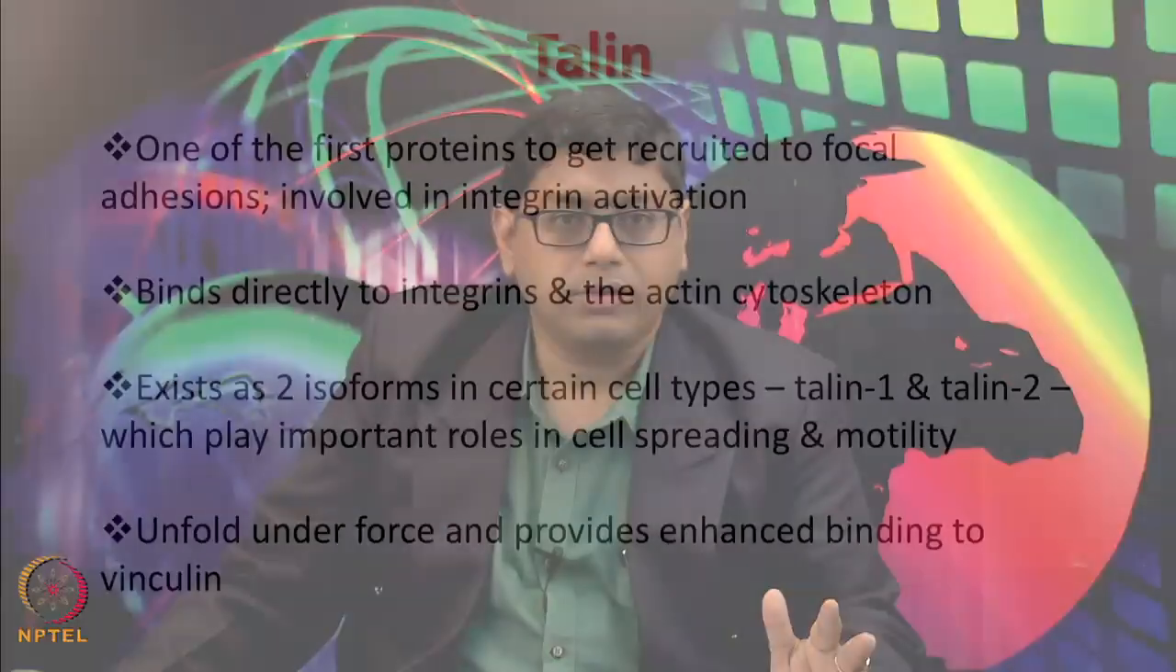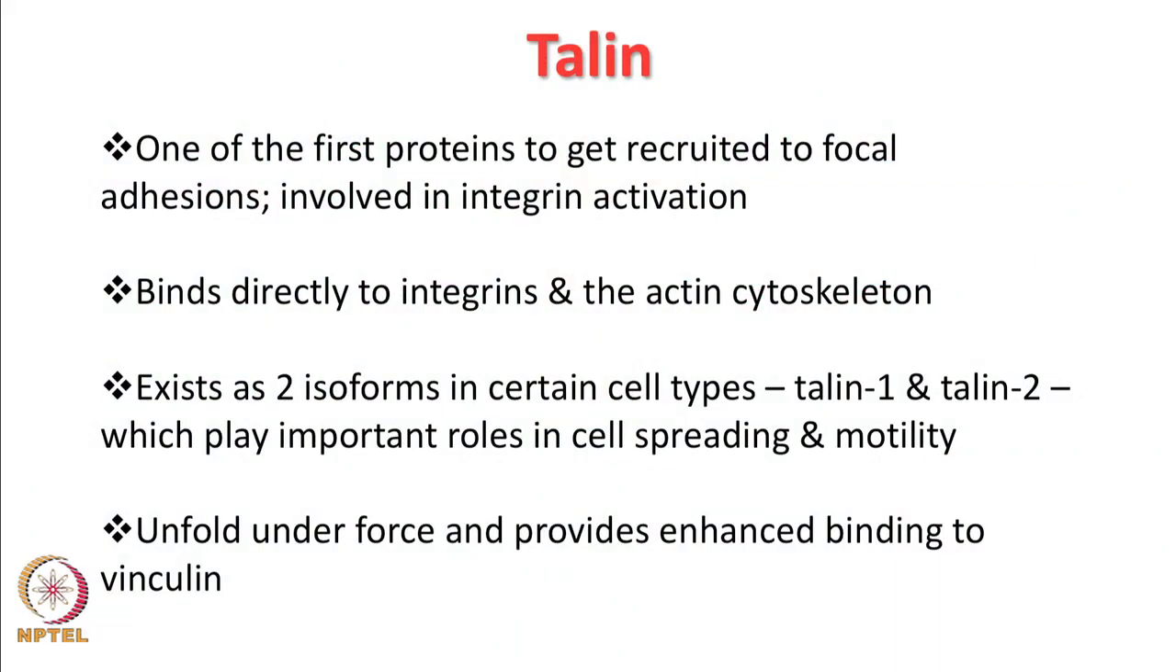This is talin. This is one of the first proteins to get recruited to focal adhesions, and it is actually involved in activating integrins. So, it is perhaps not surprising that talin directly binds to integrins as well as to the actin cytoskeleton. Later on today, we will see how these molecules are located. You have two different isoforms of talin, talin 1 and talin 2, and these have differential function with regards to cell spreading or cell motility.